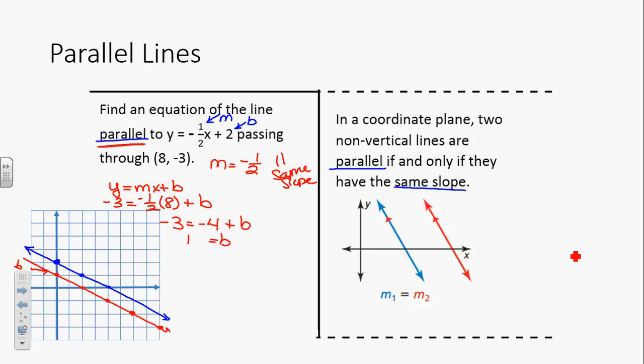And those two lines are parallel. They have the same slope. So we had to find the slope of this line and use it and this point in the slope y-intercept form. Questions on this one? Feeling okay? No? Okay? All right, here we go.